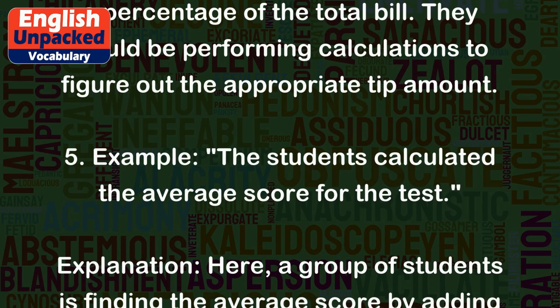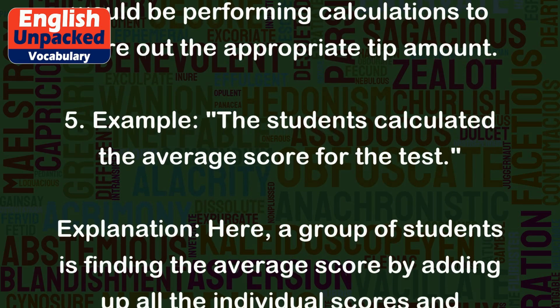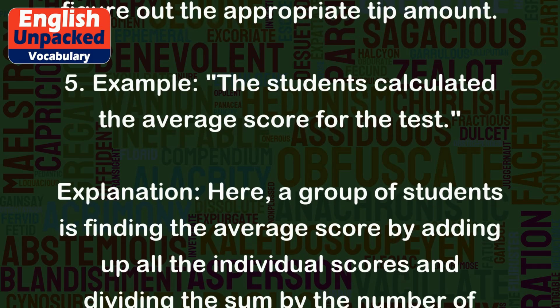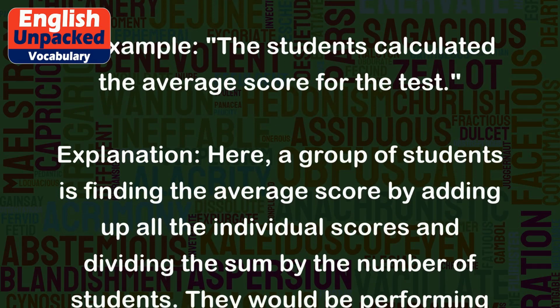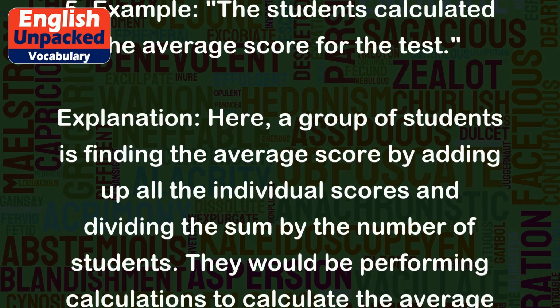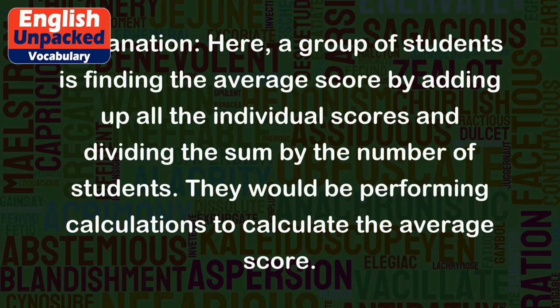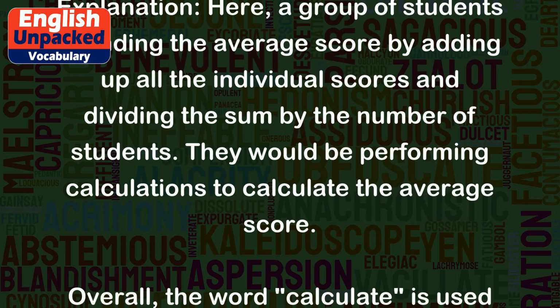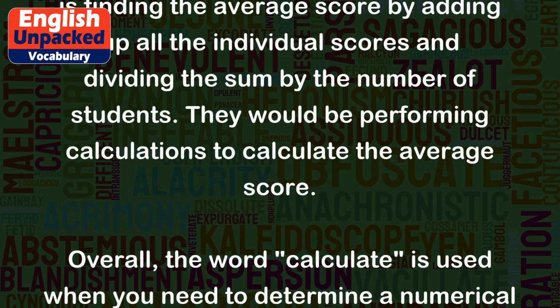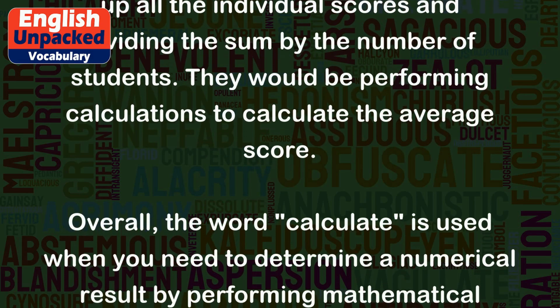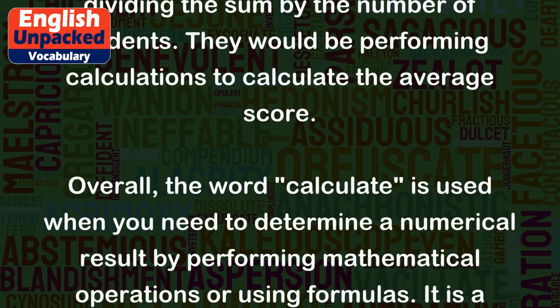5. Example: the students calculated the average score for the test. Explanation: here, a group of students is finding the average score by adding up all the individual scores and dividing the sum by the number of students. They would be performing calculations to calculate the average score.